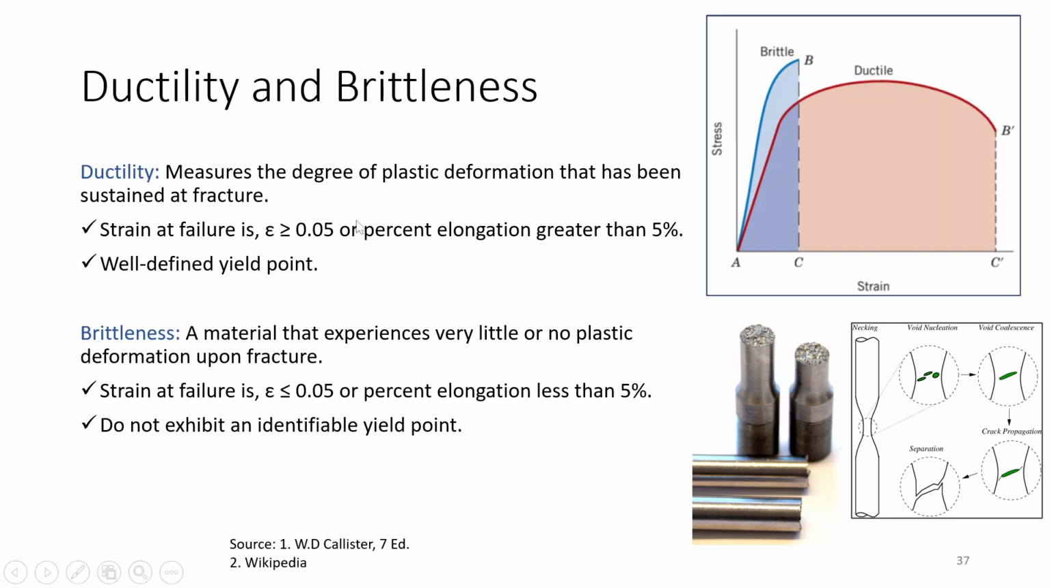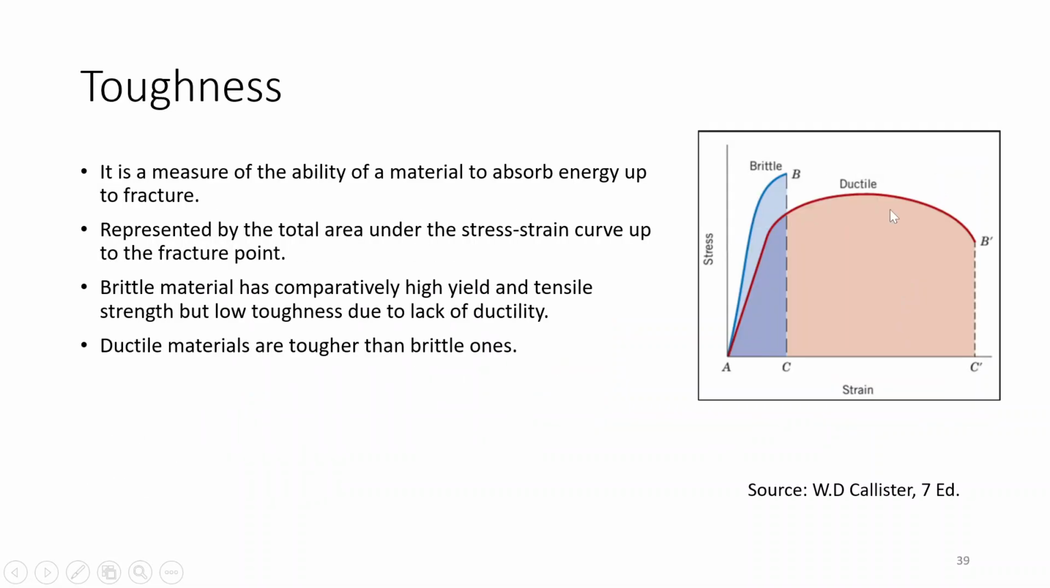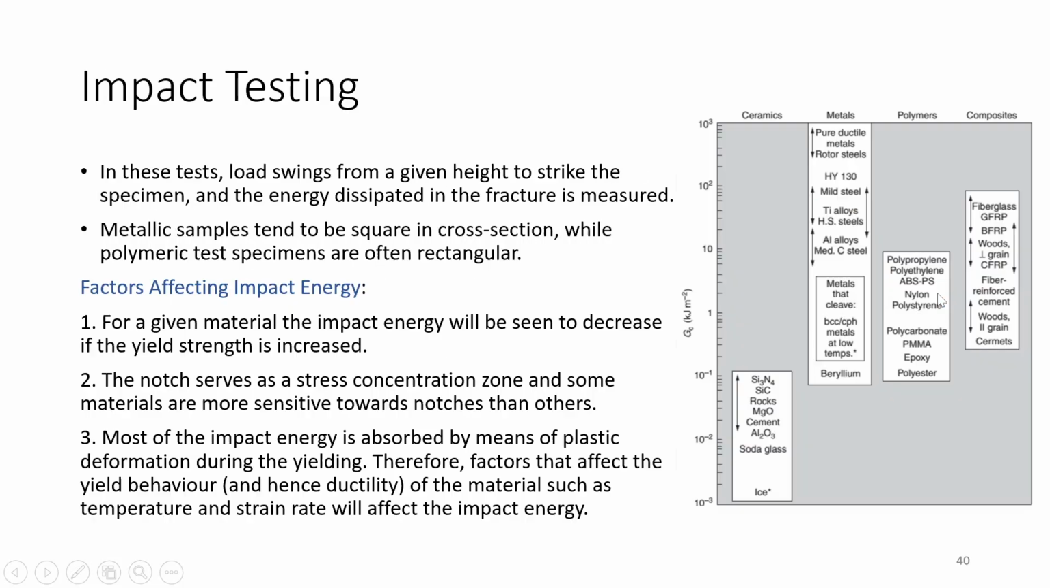Then ductility is the strain at failure. So if it is more than 5%, then your material will be ductile and it will be having well defined yield point. And if it is brittle, then it will be having less than 5% elongation at failure. Then resilience is the area under the curve up to yield point. And after that, if you are taking up to fracture point, then it will be toughness. So area under the curve.